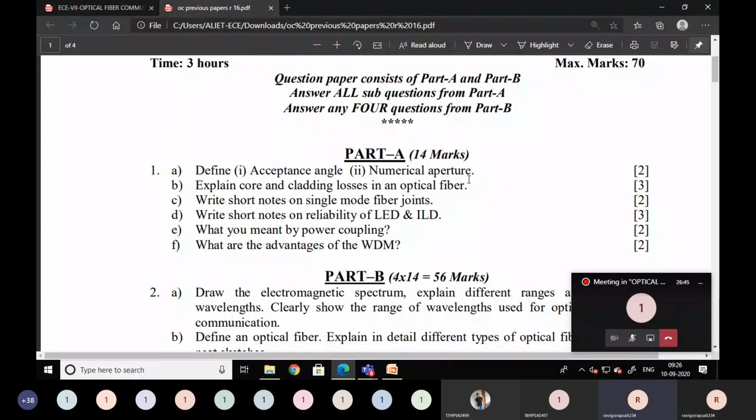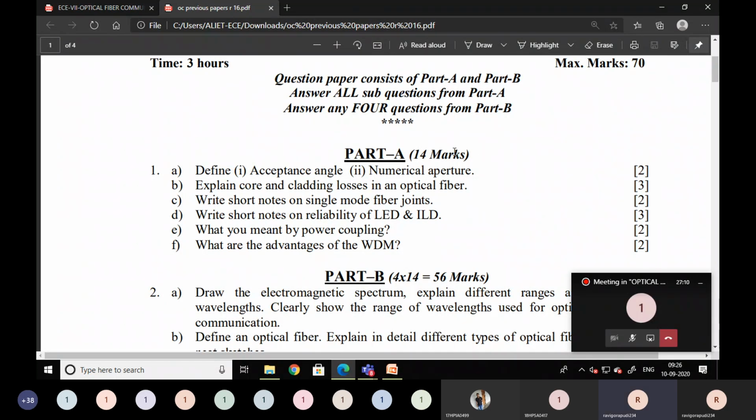So in your part A questions, they may ask what are the types of fibers. No need to see the textbook, Keiser textbook or Senior textbook or whatever we discussed in the class. No need to discuss again. No need to read again. You can answer part A questions by knowing the syllabus. That's why I'm saying that you have to go through the syllabus once again.